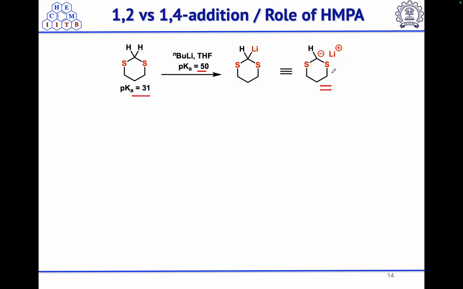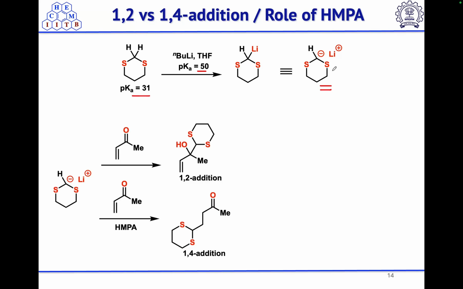Now, when you have this lithiated species, this lithiated carbanion, and you treat this compound with methyl vinyl ketone, which is methyl and vinyl ketone, methyl vinyl ketone has two electrophilic centers, this carbon and this carbon. Now if you add this methyl vinyl ketone onto this compound, in the first step 1,2 addition will happen.